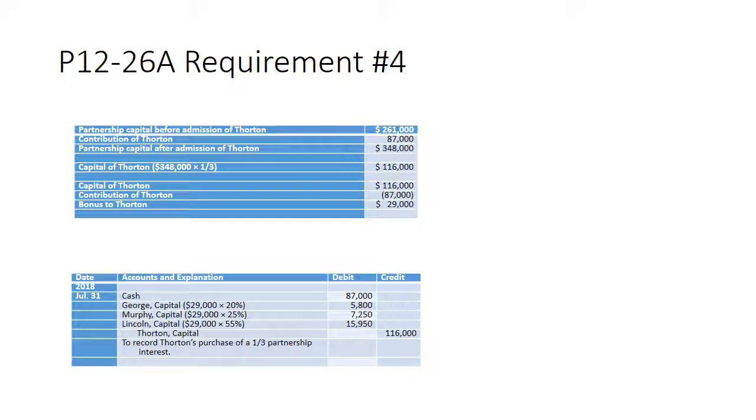So the difference of $29,000, 20% of that reduces George's capital. Murphy's will be reduced by $7,250 and Lincoln's by $15,950. So they essentially transferred that much of each of their capital balances to Thornton.